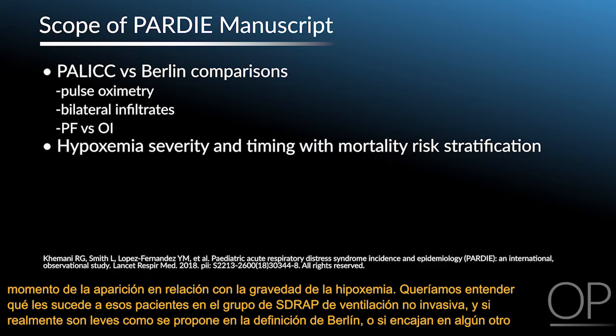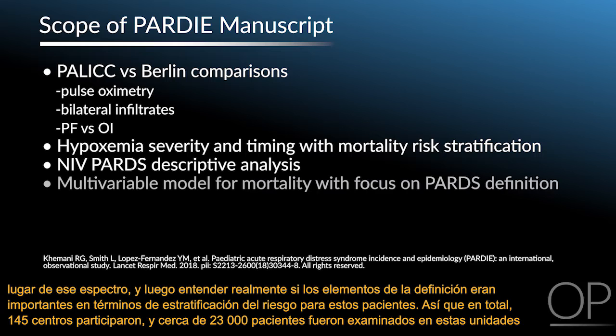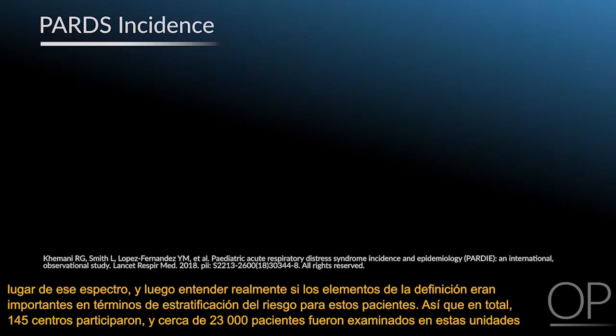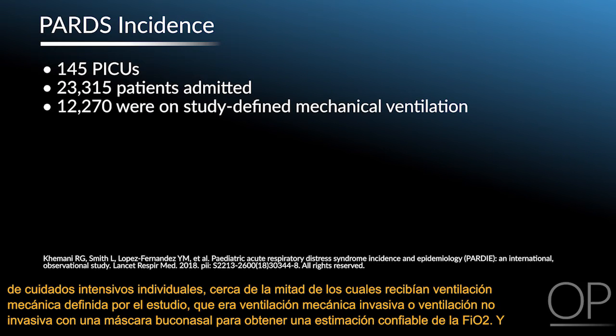We wanted to understand whether the non-invasive ventilation PARDS group, what happens to those patients and whether they really are mild, as would be proposed with the Berlin definition, or whether they fit somewhere else in that spectrum. And then really understand whether the elements of the definition were important in terms of risk stratification for these patients. So in total, 145 sites participated, and about 23,000 patients were screened in these individual intensive care units, about half of whom were on study-defined mechanical ventilation, which was either invasive mechanical ventilation or non-invasive ventilation with an oral nasal mask to get a reliable estimate of the FiO2.